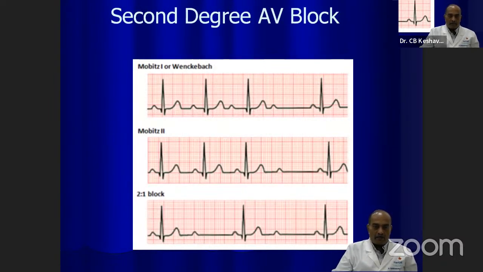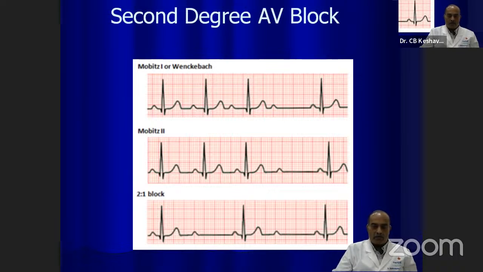So this is second degree AV block. What are we seeing here? In type 1, we see that there is progressive PR interval prolongation. You see the PR interval here, 0.2. It becomes 0.24, then it becomes 0.28. Then suddenly you see that the P wave is there, but there is no QRS. This is called Mobitz type 1 or Wenckebach phenomenon, commonly seen in inferior myocardial infarction or as an effect of drugs. It is transient, and by itself, it may not require treatment. Whereas in type 2, the PR interval is fixed. PR interval is normal, 0.2 or less, but suddenly you see that the QRS is dropped.